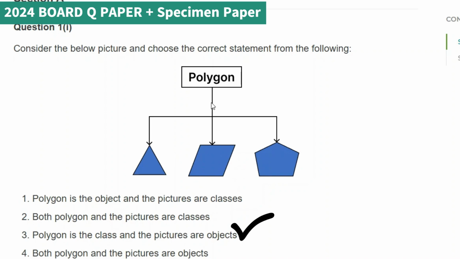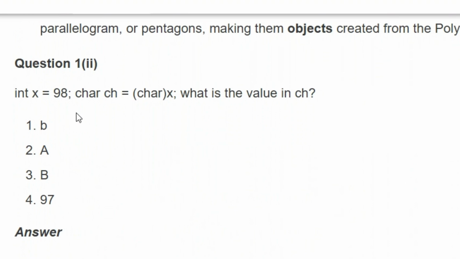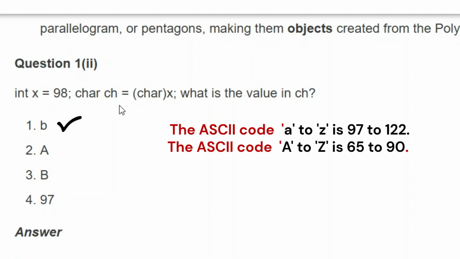Question 2. If x is equal to 98, char ch is equal to (char) x, what is the value stored in ch? Answer. x is equal to 98 represents the ASCII value of the character. The ASCII code of small a to z is 97 to 122. The ASCII code of capital A to Z is 65 to 90. Since 98 corresponds to b, the answer is option 1, b.